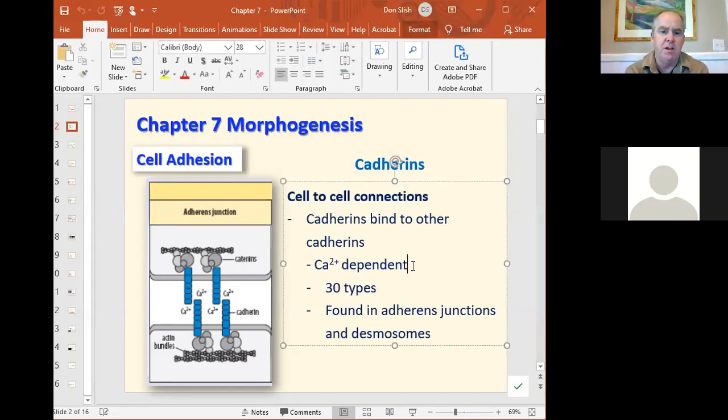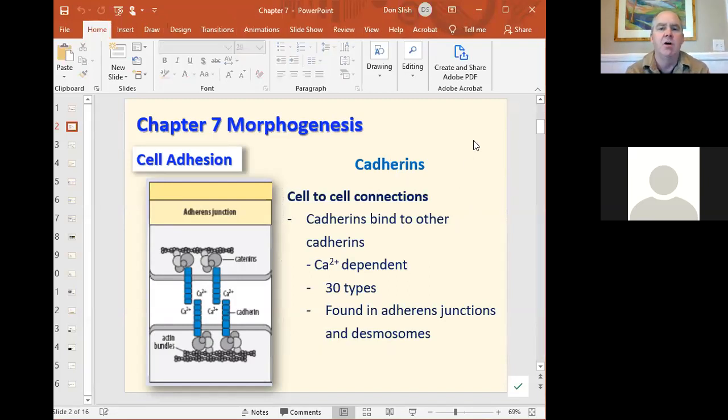These are calcium dependent, and I think they're going to be regulated through calcium. You're going to let go by getting rid of the calcium. That's a guess, though. I haven't read that yet. We haven't gotten that far in the chapter yet, frankly. But that's my guess because they are calcium dependent. There are 30 different types of cadherins, and so they can be used differentially in different cells.